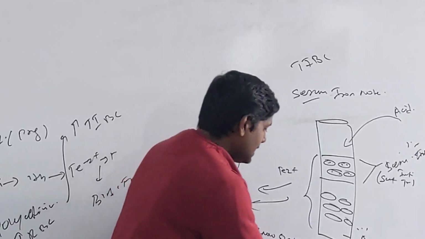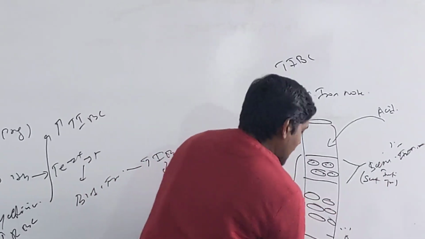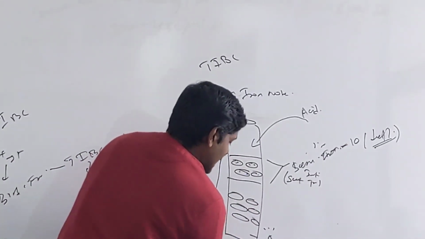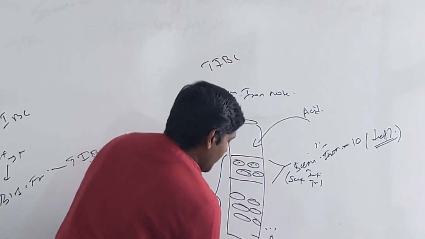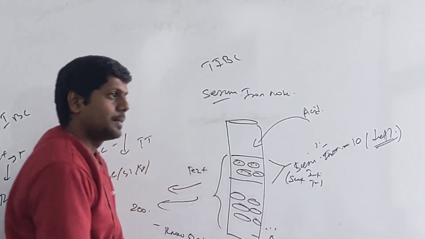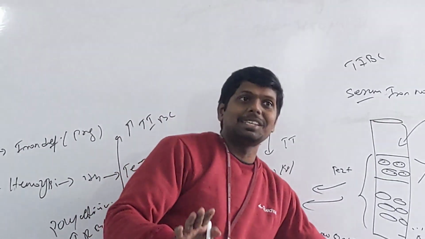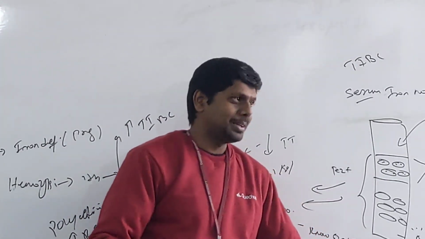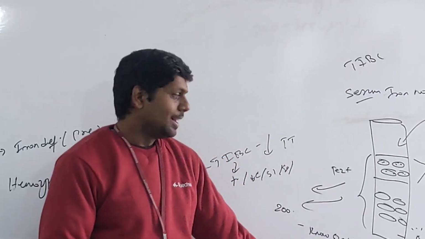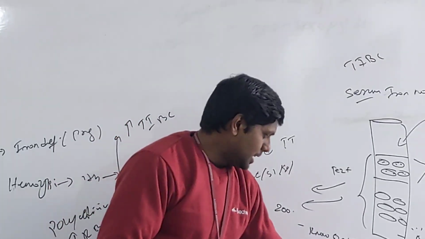That means this value minus this value. This is the functional status, and 140 will be the maximum capacity. Okay, 140 will be the unbound capacity and 10 is the utilizing capacity of the body. Got my point? Now, increase the TIBC.